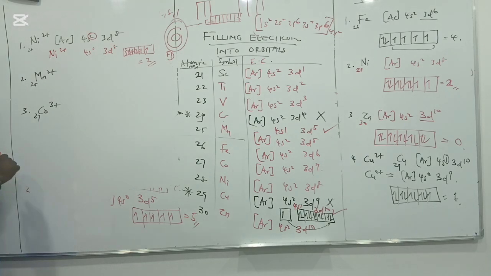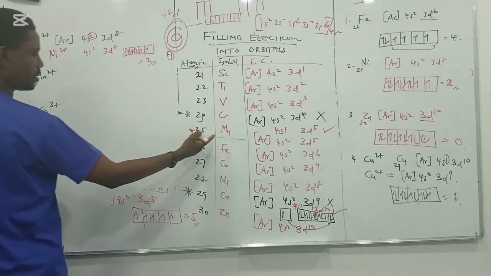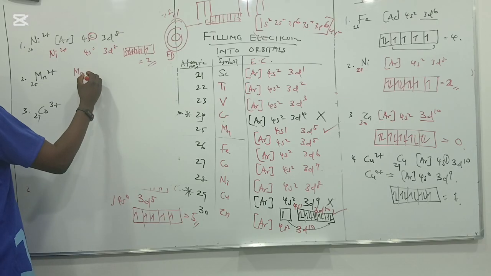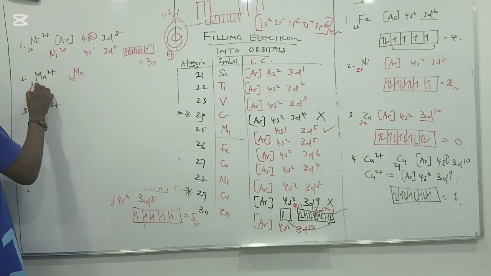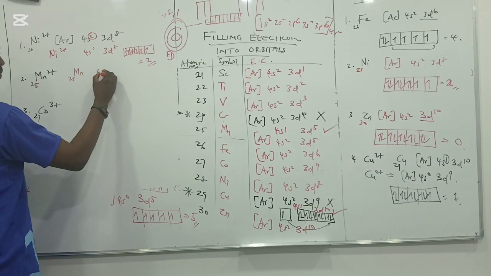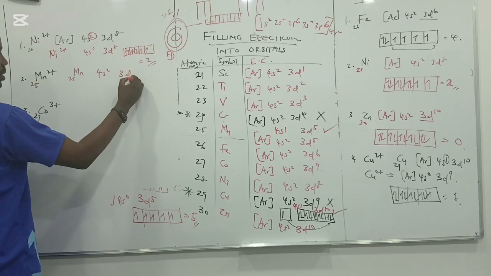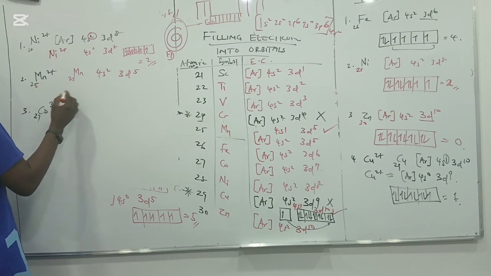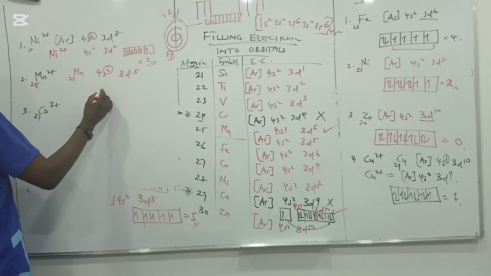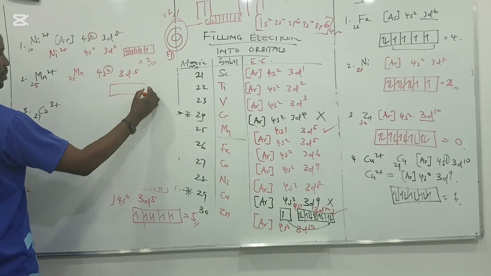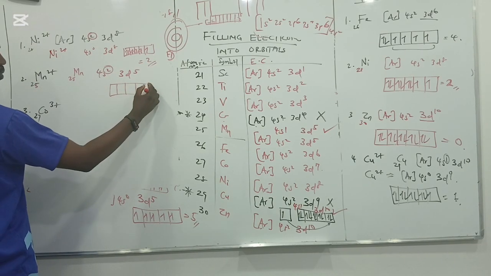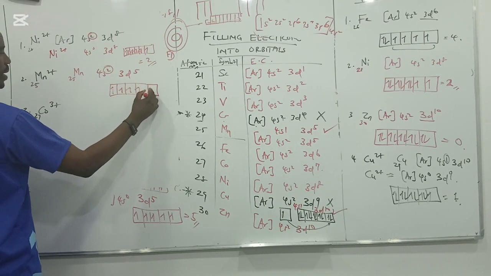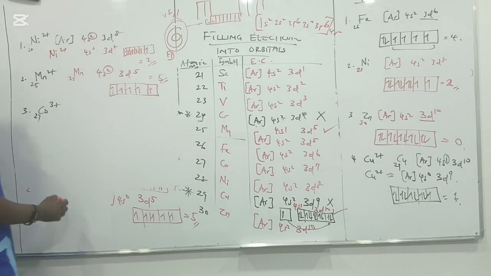So let's see manganese. Manganese is 25, which I've written here already. So that is 4s2 3d5, isn't it? But it's manganese 2 plus, so we have lost the 4s2, so we have d5 remaining. 1 2 3 4 5. That is 5 unpaired electrons.